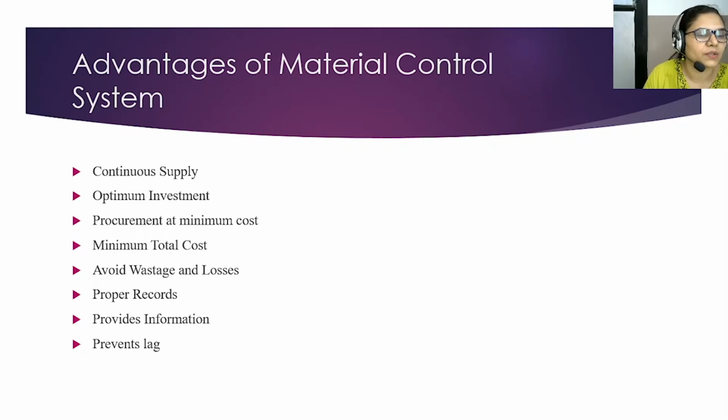Avoid wastage and losses. Wastages during the storage and usage of materials due to various factors are avoided to a great extent. With material control in the system, proper records. The system ensures that accurate and up-to-date records are kept for inventories. It provides information with regard to inventories to the management promptly, which facilitates decision making by the management. Prevent lag time of production. Uninterrupted supply of materials and other necessary inputs ensures that there is no lag of production during the production process.